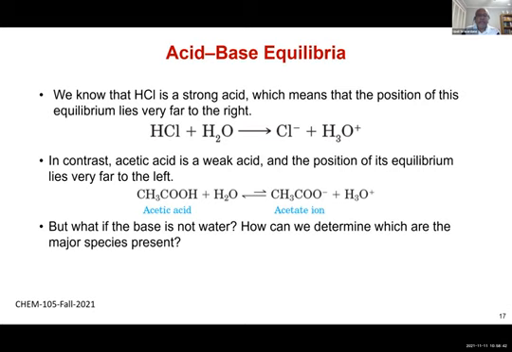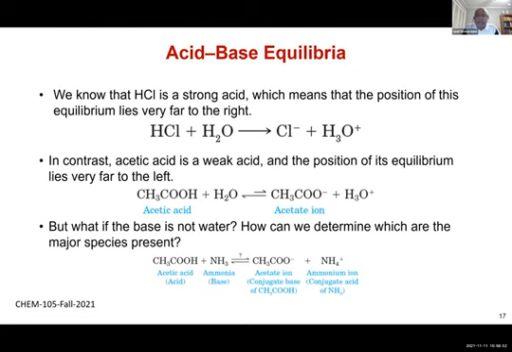But what if this base is not water? How can we determine which are the major species present? For example, a Bronsted-Lowry equilibrium reaction between acetic acid and ammonia. So that's the question. How do you determine which major species are present? We can write up an equilibrium expression for this also.